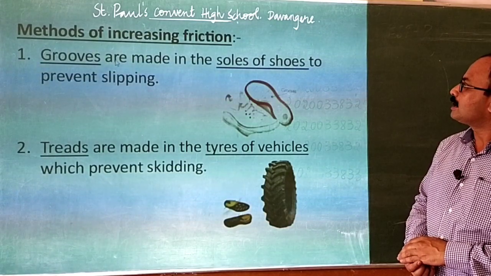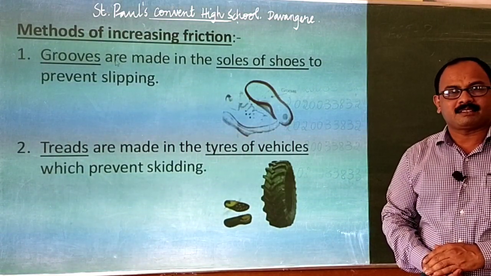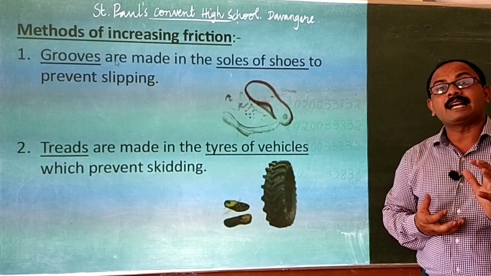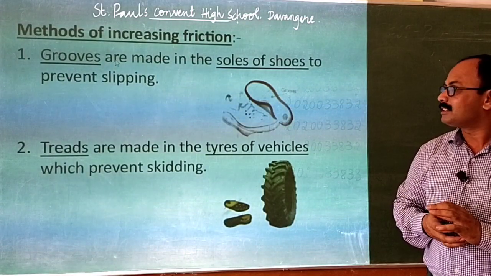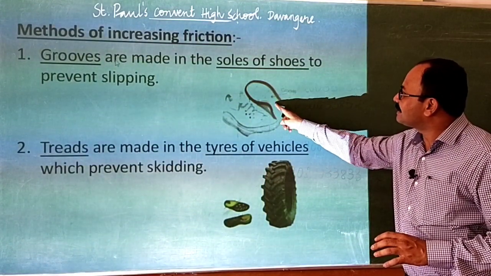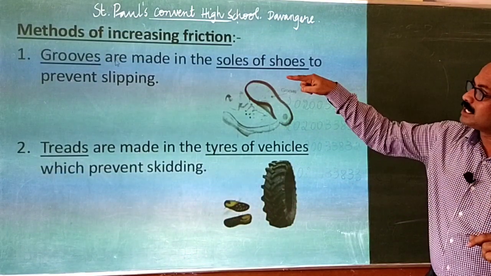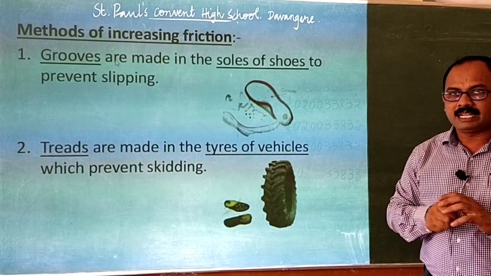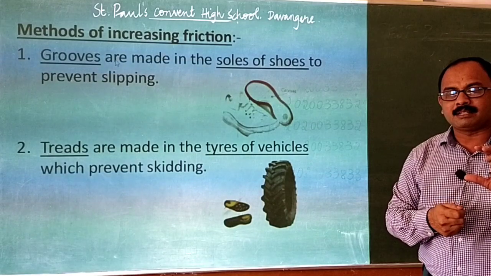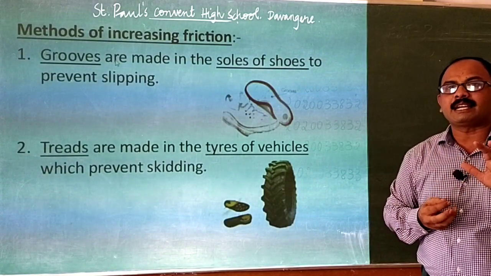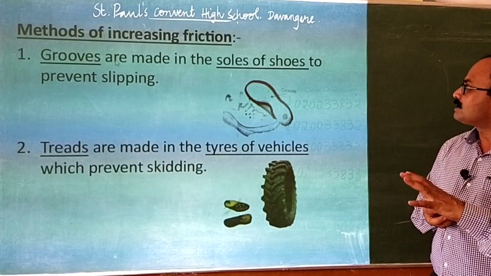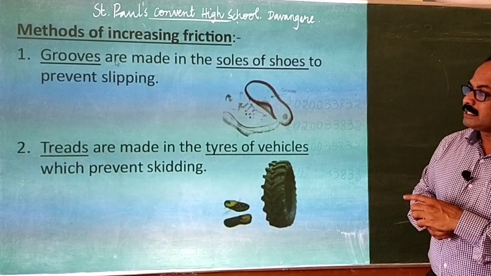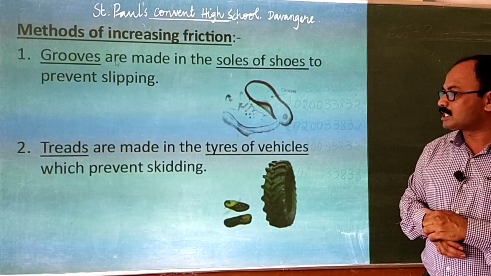Grooves are made in the soles of the shoes to prevent slipping. Look at the bottom part of the shoe or the slippers. Different designs have been made. These are the different grooves we say. Grooves is a new word. Designs, carving out the bottom part with a different design, which avoids slipping. Then second one, treads are made in the tires of the vehicle which prevent skidding.